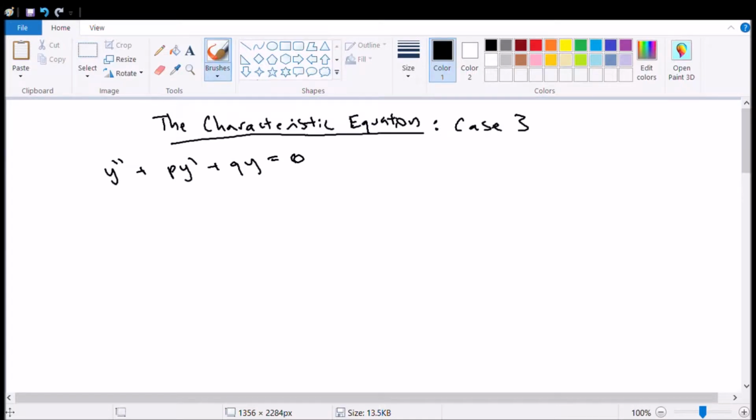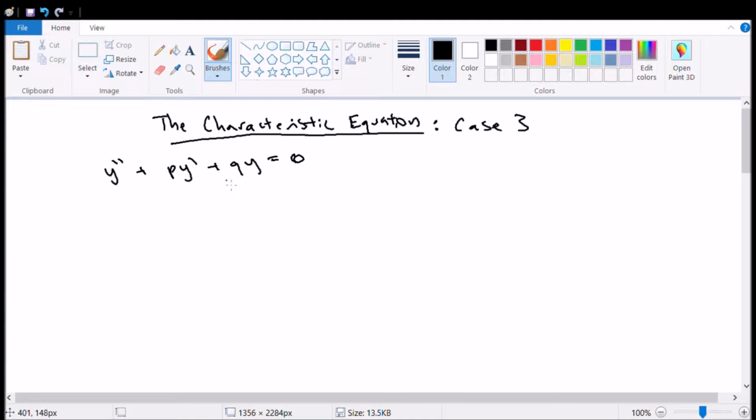Okay, so we're finally on our last case for the characteristic equation of a second-order linear homogeneous ordinary differential equation. And remember that simply means that both p and q are constants and it is equal to 0. So this is the specific type of second-order differential equation that we're dealing with.